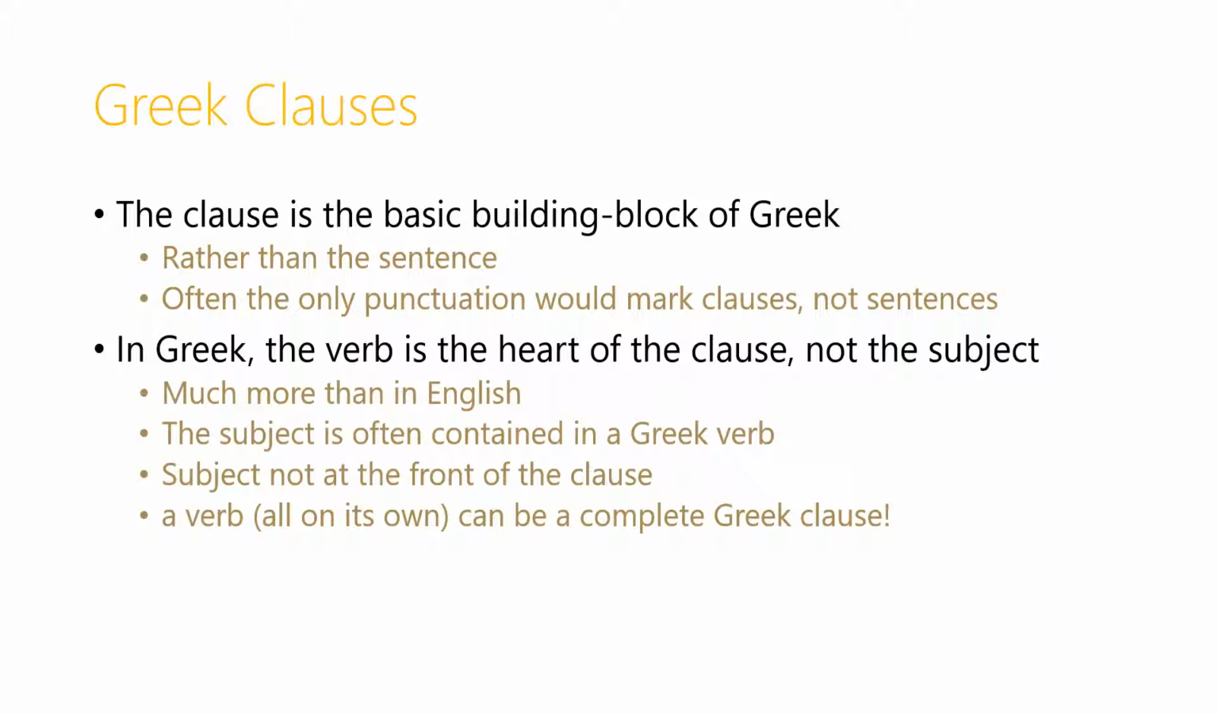It's not privileged. So rather than thinking in terms of a clause being subject and predicate, I think it's more natural in Greek for us to think about a clause as a verb and all of the other words that tell us more about that verb's action. In other words, a verb and all its modifiers. After all, a verb, all on its own, one word, can be a complete Greek clause.